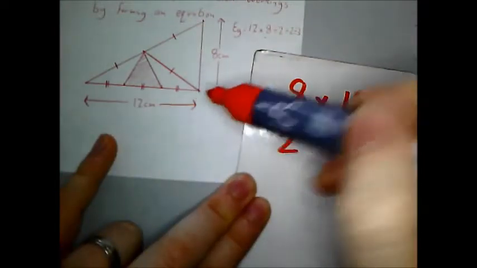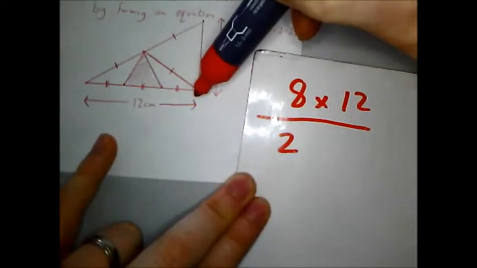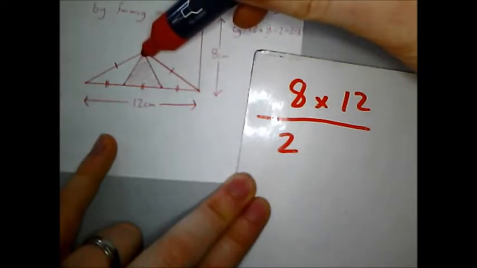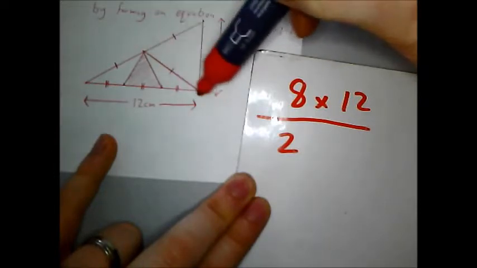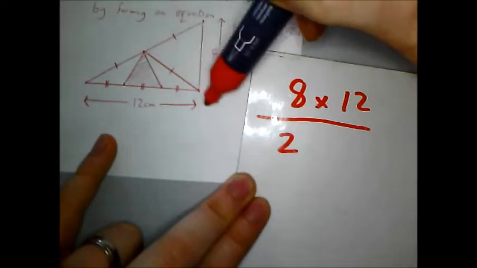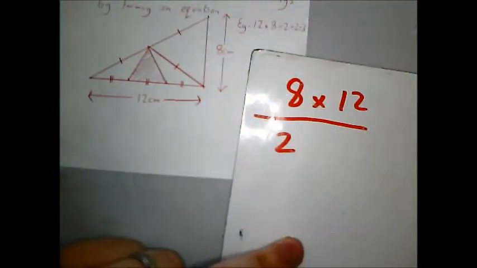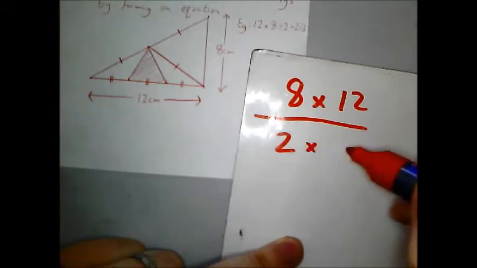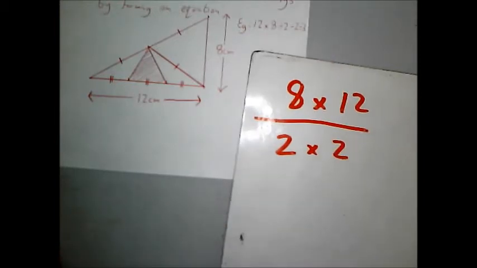Now, because this corner goes to the halfway point of this line, it's cut the triangle in half. So to work out the area of that piece here that I'm showing, that's going to be half the triangle. So I'm going to multiply this by a half, all dividing by 2. That's going to go on the bottom of my fraction. So now I've got the area of this piece.